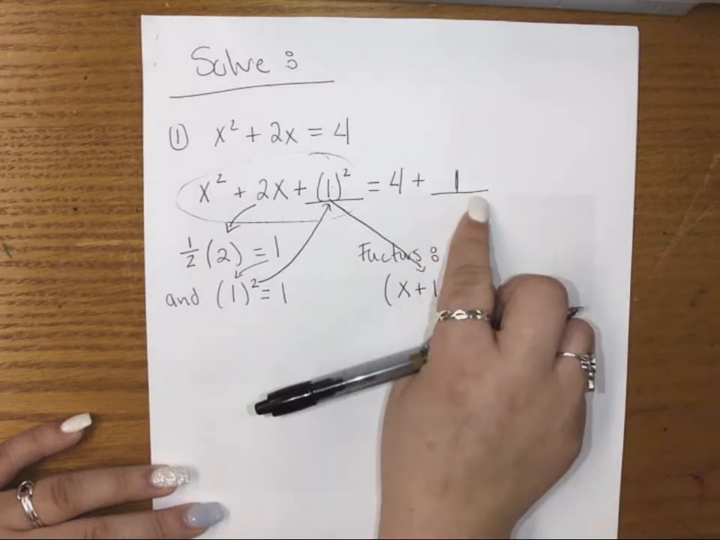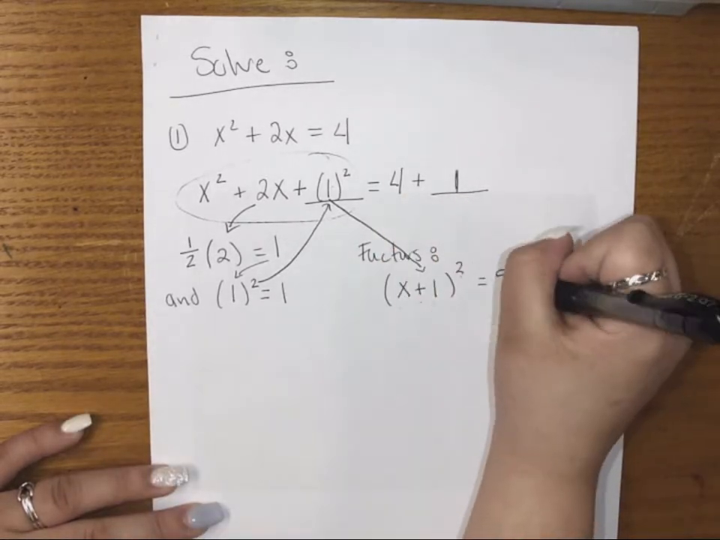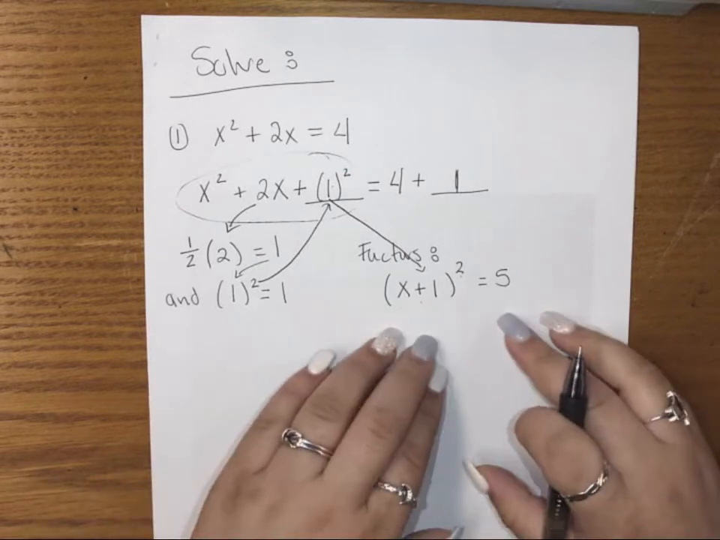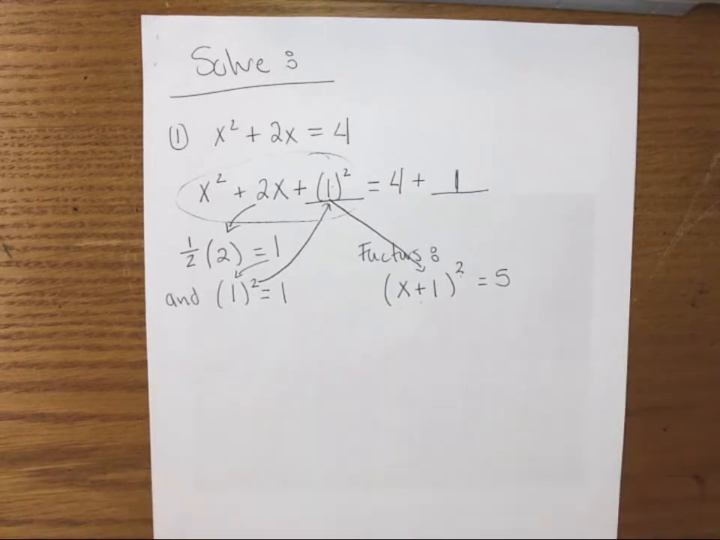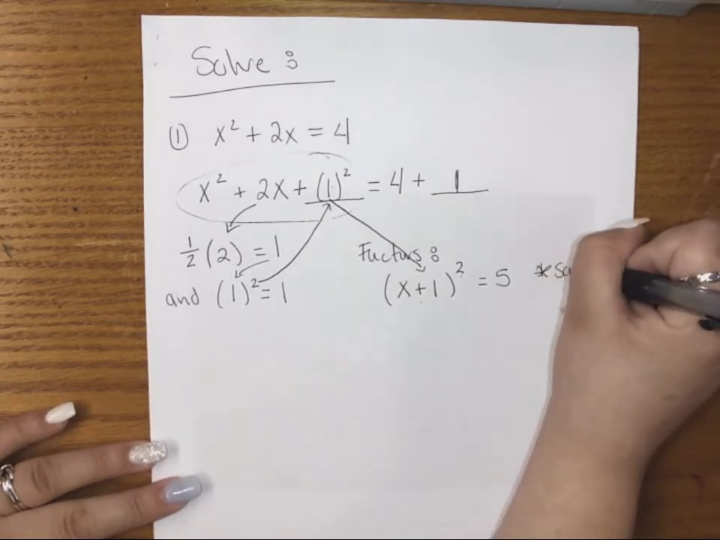The right-hand side, you just simply add like terms. So 4 plus 1 is 5. So now that we've factored it like this, we're able to solve it. And we're going to solve it by using the square root property.